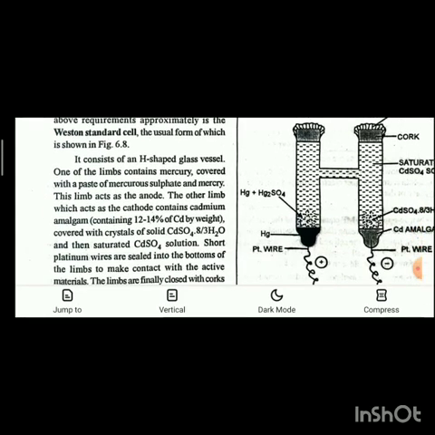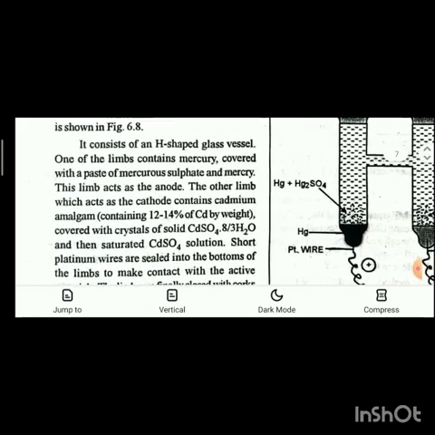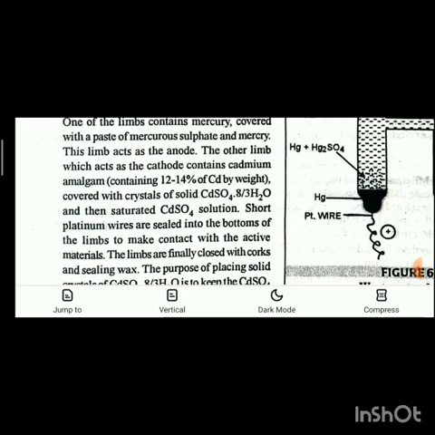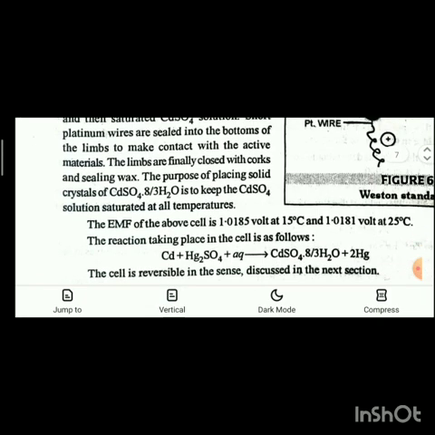One of the limbs contains mercury covered with a paste of mercurous sulfate and mercury. This limb acts as the anode. The other limb, which acts as the cathode, contains cadmium amalgam containing 12 to 14% of cadmium by weight, covered with crystals of solid cadmium sulfate and then saturated cadmium sulfate solution. Short platinum wires are sealed into the bottoms of the limbs to make contact with the active materials. The limbs are finally closed with corks and sealing wax. The purpose of placing solid crystals of cadmium sulfate is to keep the cadmium sulfate solution saturated at all temperatures.